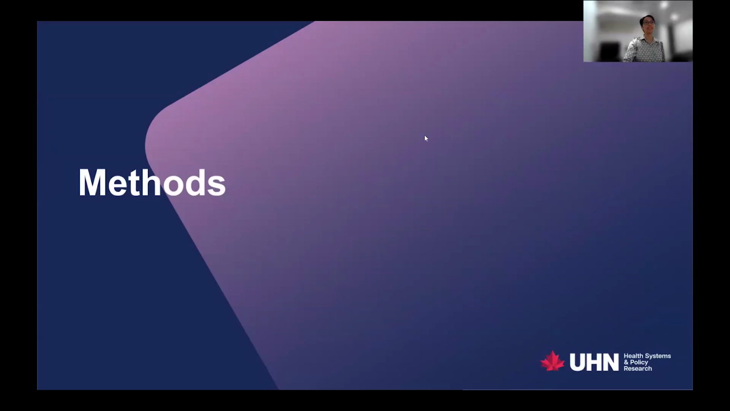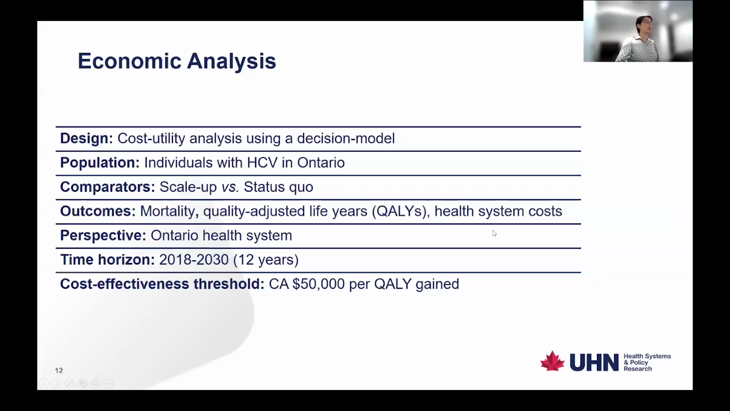Yeah, so thank you, Beate, and I will proceed with the methods. So we conducted a cost-utility analysis using a decision model and compared hepatitis C diagnosis and treatment scale-up strategies versus status quo in Ontario. The key outcomes included mortality, quality-adjusted life years, and health system cost. And we ran the model to 2030 to see if scaling up could achieve WHO's elimination target, in particular a 65% reduction in liver-related mortality.